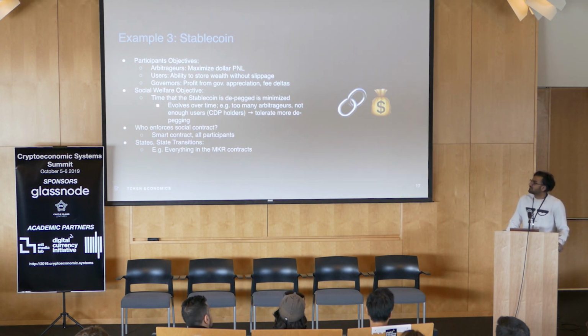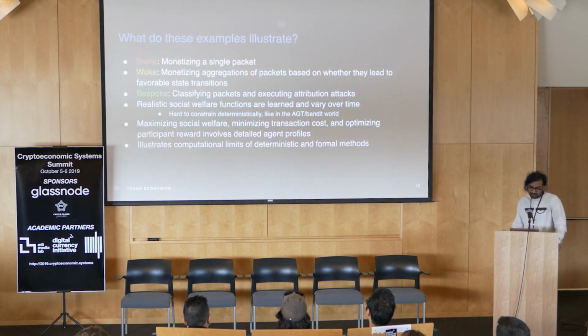And the social welfare objective really is just that they don't depeg very often and don't depeg by very much. There are many different measures you can use for this, but at a very high level, that's what it looks like. And again, the contract enforces the social contract, and the states are everything in the contract. So what does this show us?